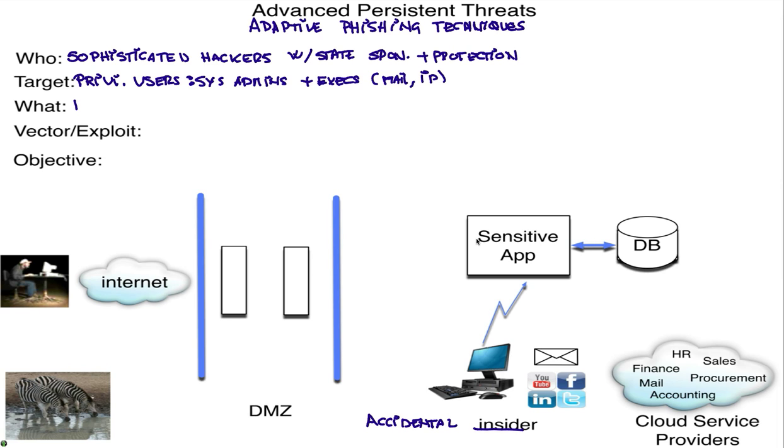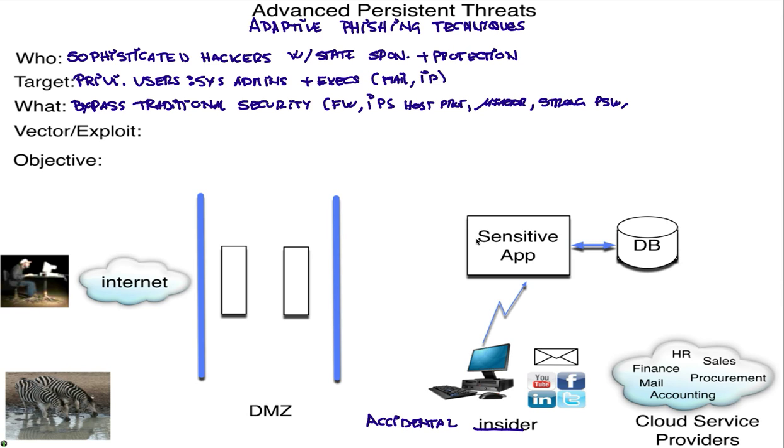What they do is bypass traditional security systems: firewalls, standard antivirus, in some cases even IPSs with host protection, even defeating multi-factor authentication, sometimes even strong passwords, if they plant a keylogger and you don't have privileged identity management in place.